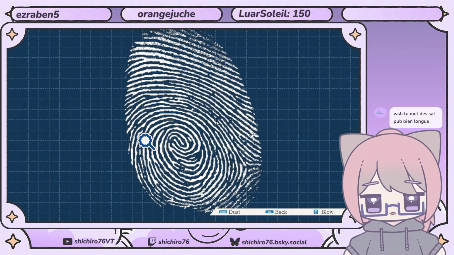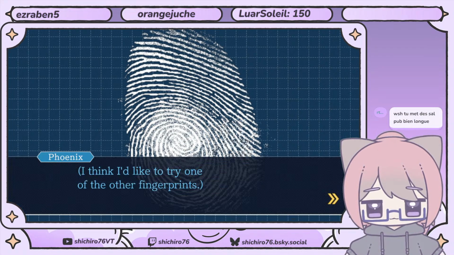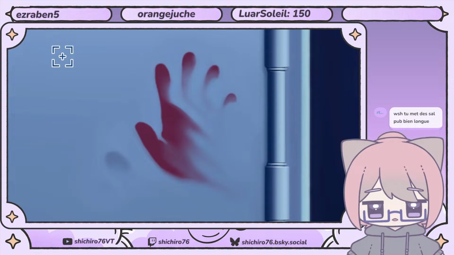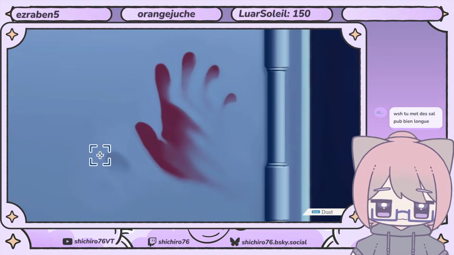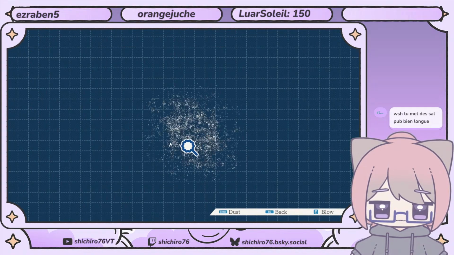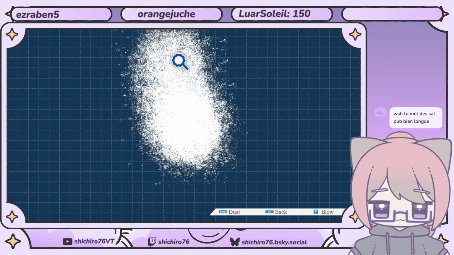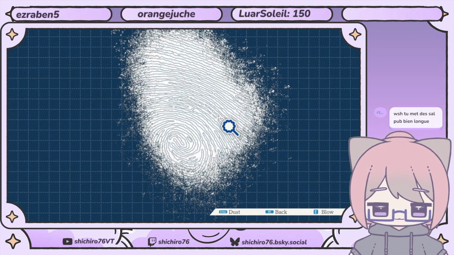Wow. I think I'd like to try one of the other fingerprints. Okay, let's move on to a different finger. Huh? Oh, wait. No, never mind. I can just clickety-click too, I don't have to press enter.